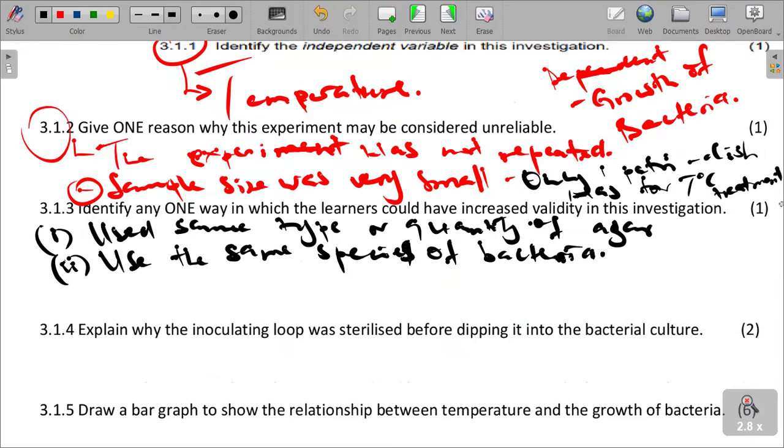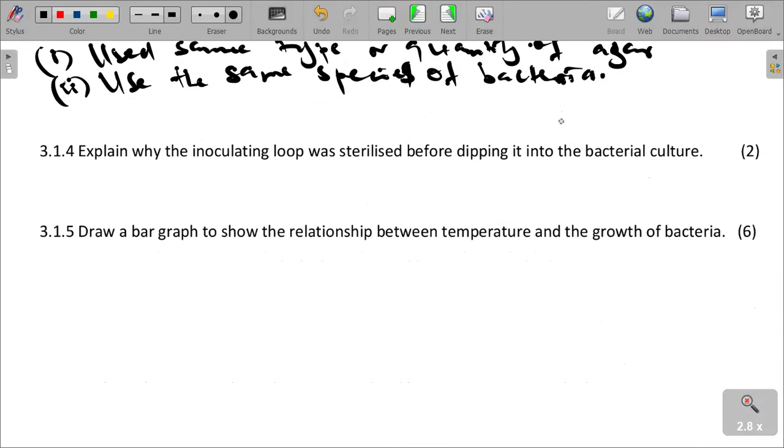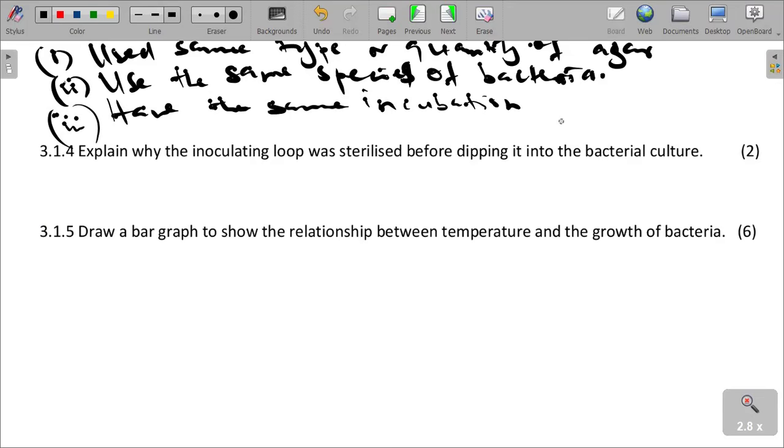And then we can talk about the incubation period, which could have been the same. It must be the same incubation time. We are talking about the duration in this case. How much time was used there? It must have been the same.